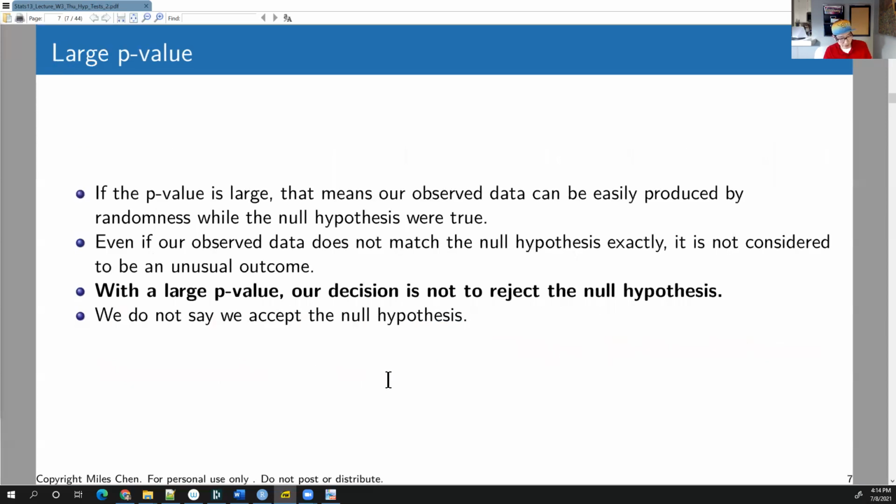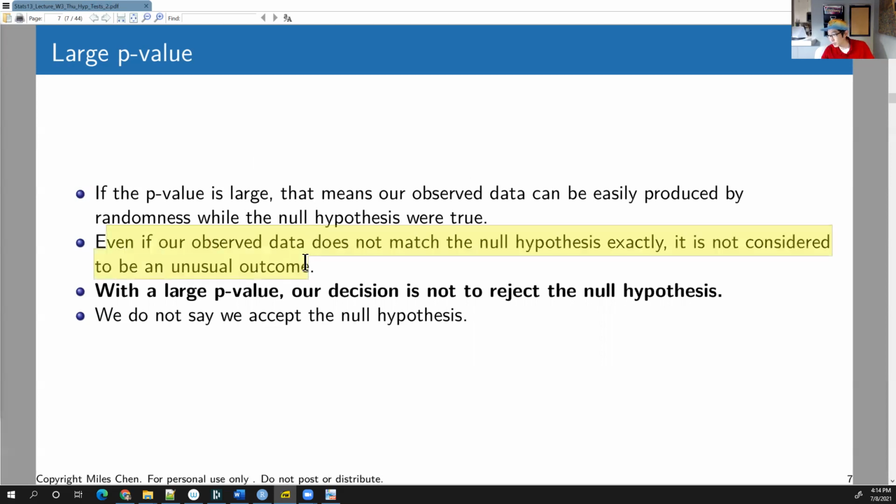The flip side is you do your calculations, you end up getting a large p-value. And if the p-value is large, that means that our observed data, whatever our test statistic is, could be easily produced by randomness, right? While the null hypothesis were true. This would be just like your friend says, draw a random card from a deck. I bet the next card you draw will be red, okay? And you draw a red card and you just say, yeah, that was probably just a lucky guess. I'm not going to presume that you've got some magical powers here, okay?